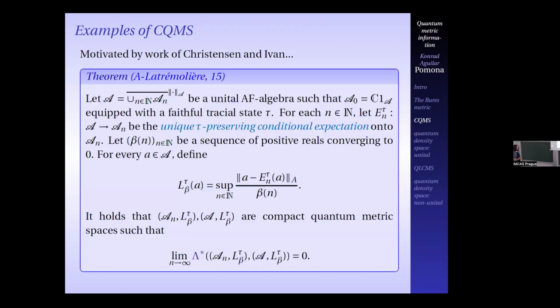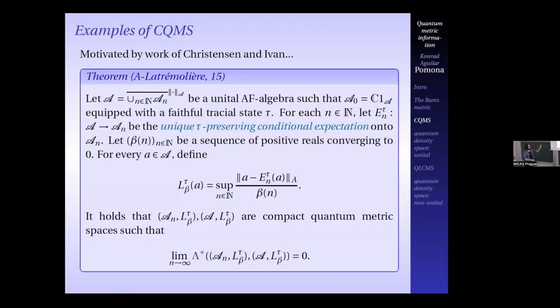The AF case that Otter was alluding to is here. Again, this is motivated by work of Christensen and Ivan. We sort of tweaked their construction to get something that didn't involve equivalence constants, but their construction's just as interesting in its own way. For our purposes, there were some equivalence constants in their construction that we just wanted to try to do away with.